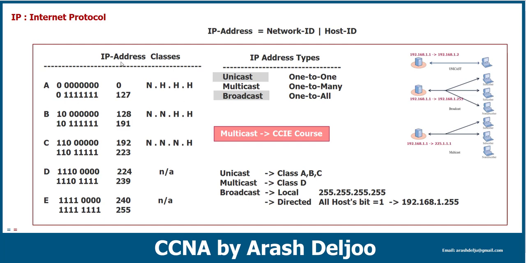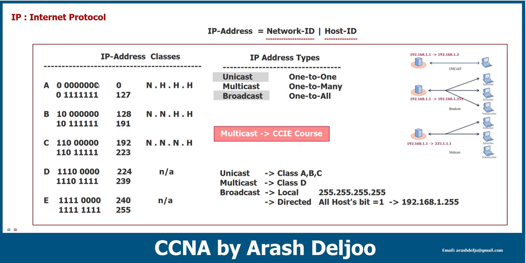Okay, and we also define some rules. We call them IP address classes rules. Why do we need the IP address classes rules? Because we need to find the network ID part and the host ID part of an IP address. How can we find how many bits of the IP address are the network ID and how many bits are the host ID? We need to find it. It's so important for us. Here we have these rules, the IP address classes.